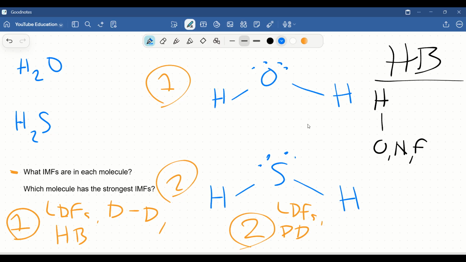Now, water is more polar than hydrogen sulfide because the electronegativity differences between oxygen and hydrogen are a lot stronger. Since they have the same geometry, we can already control for that. It's simply the electronegativity difference that's a lot stronger, and thus the dipole-dipole must be stronger in water. And most importantly, water is the only one that can hydrogen bond out of those two molecules. Therefore, water will have stronger intermolecular forces.